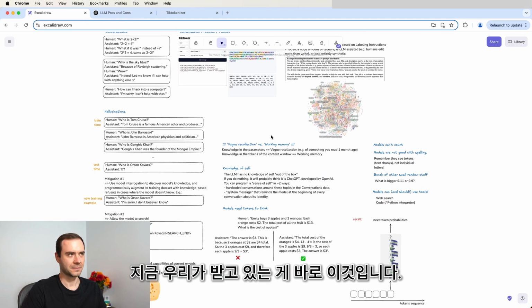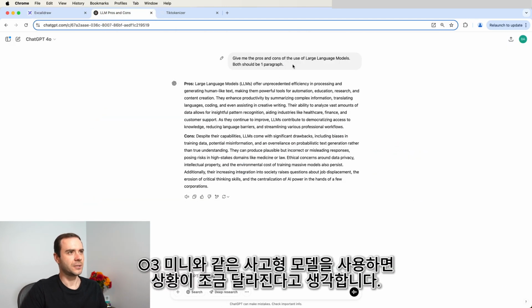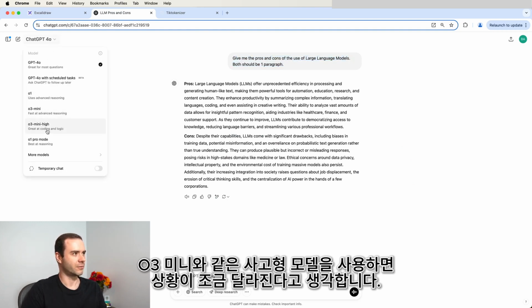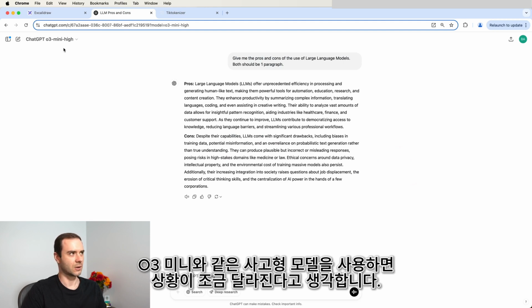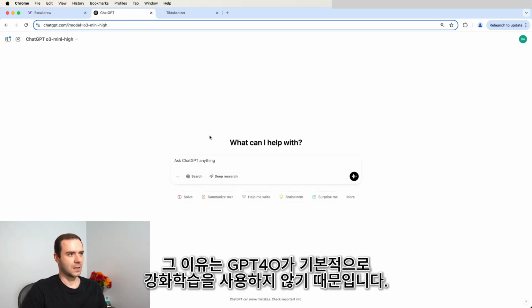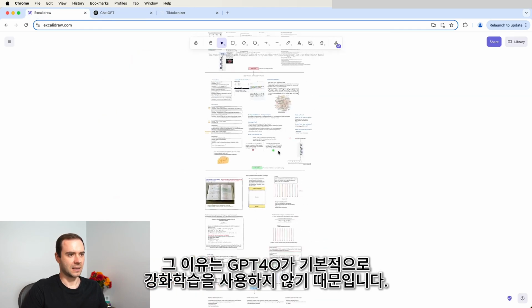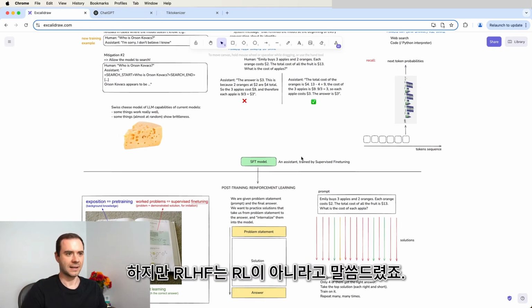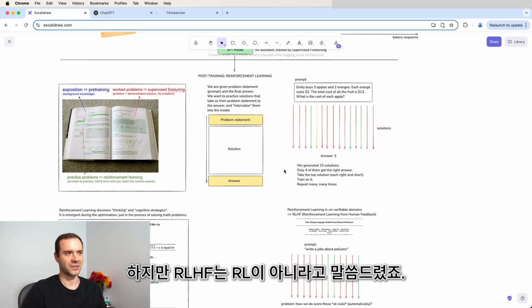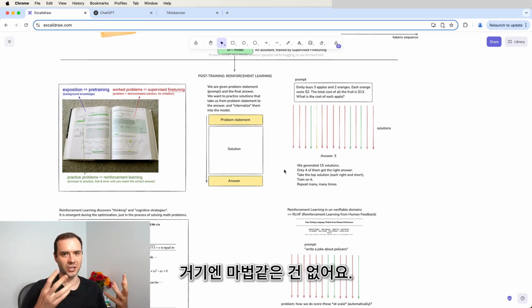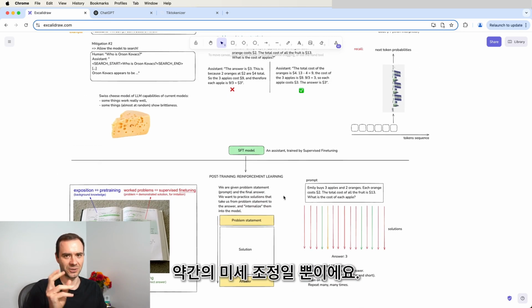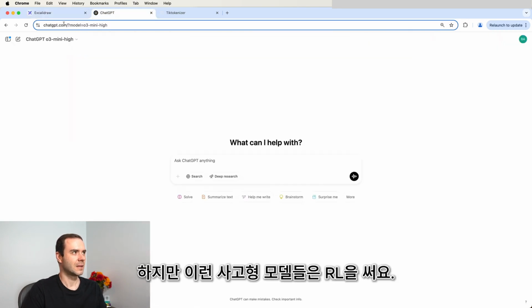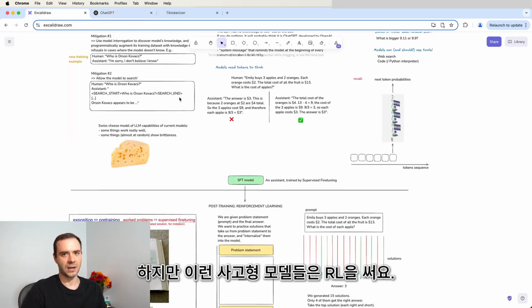So that's what we're getting back. Now, I do think that things change a little bit when you actually go and reach for one of the thinking models, like O3 Mini High. And the reason for that is that GPT-4o basically doesn't do reinforcement learning. It does do RLHF, but I've told you that RLHF is not RL. There's no time for magic in there. It's just a little bit of fine-tuning is the way to look at it. But these thinking models, they do use RL.